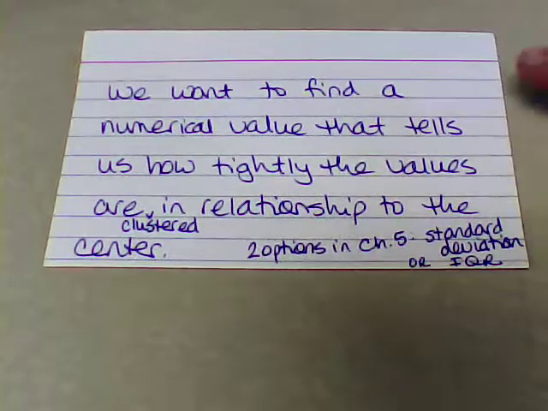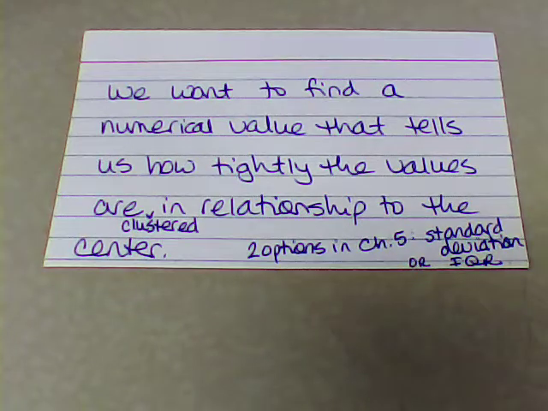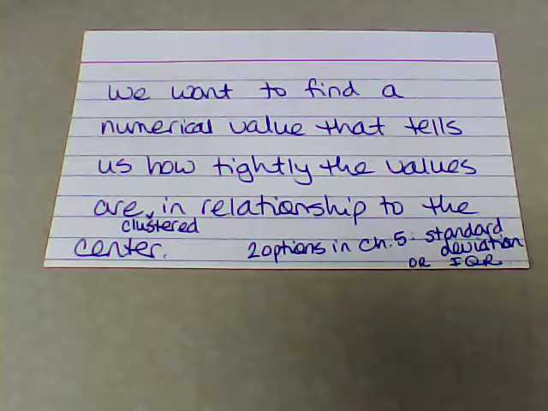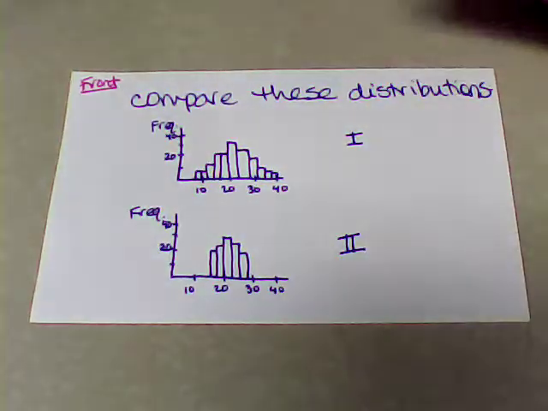And I just wrote that the two options in Chapter 5 we're going to talk about for the spread are standard deviation or IQR. Most of us remember the range from elementary school, which is the maximum data value minus the minimum data value. That's not used so much in AP Stats. These are the two preferred methods for talking about the spread, just as an FYI.